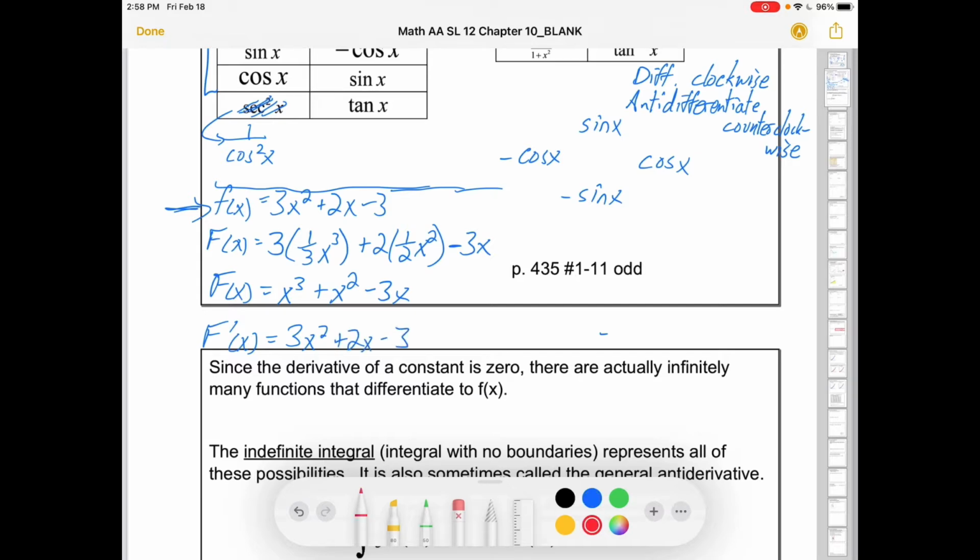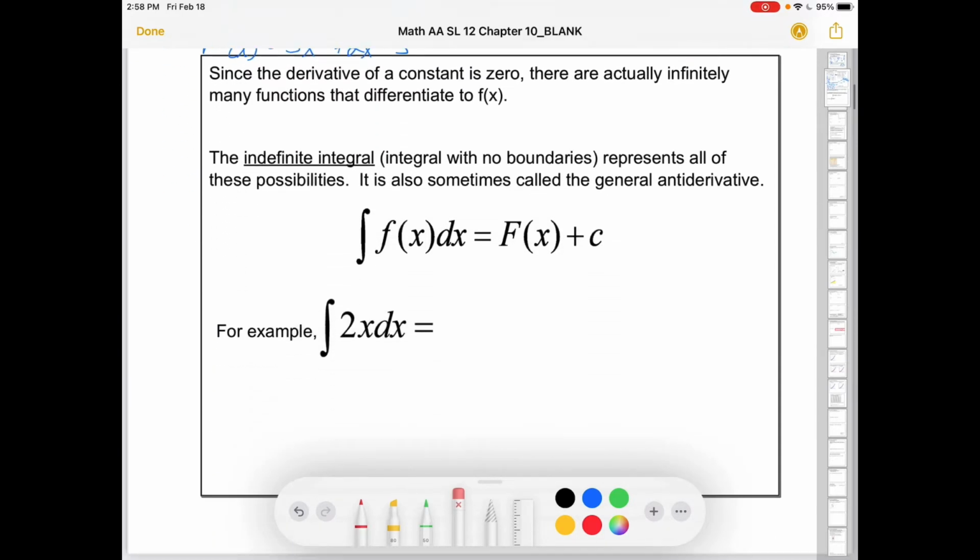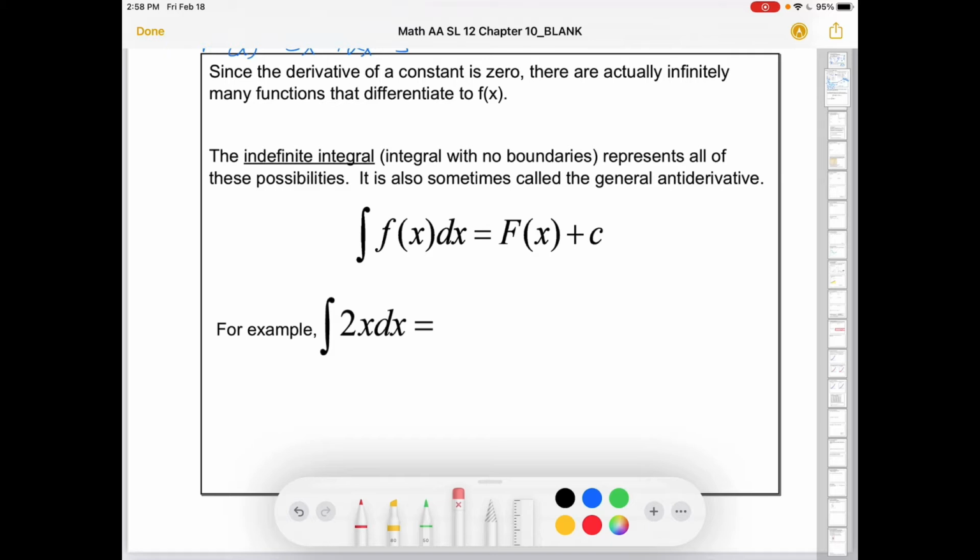But what if, for our antiderivative, we had said plus 1 at the end? Would it still have differentiated to 3x squared plus 2x minus 3? It would. Or if we had had plus 2, or plus pi. There are actually an infinite number of functions that differentiate back to the original. So since the derivative of a constant is zero, there are infinitely many functions that differentiate to f of x.